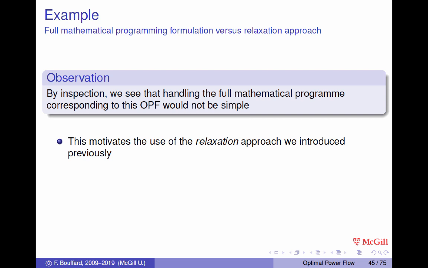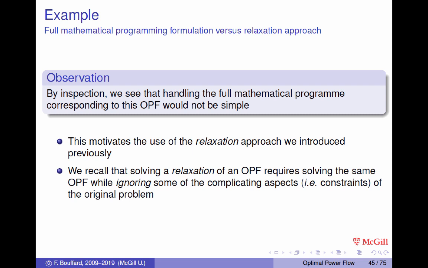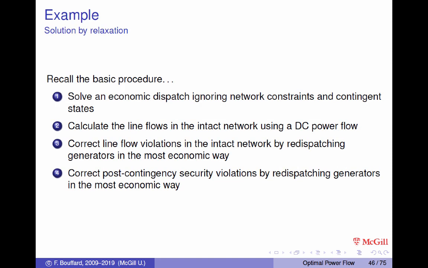So this is really what motivates the use of the relaxation approach. And it's going to basically require us to solve simpler versions of our problem by ignoring some of its complicating aspects. In the case here, we're going to be getting rid of constraints and bringing them back in only if they are effectively violated. So recall, we solve an economic dispatch, we're going to calculate the line flows. If there are line flow violations, we're going to try to fix those by redispatching generation.